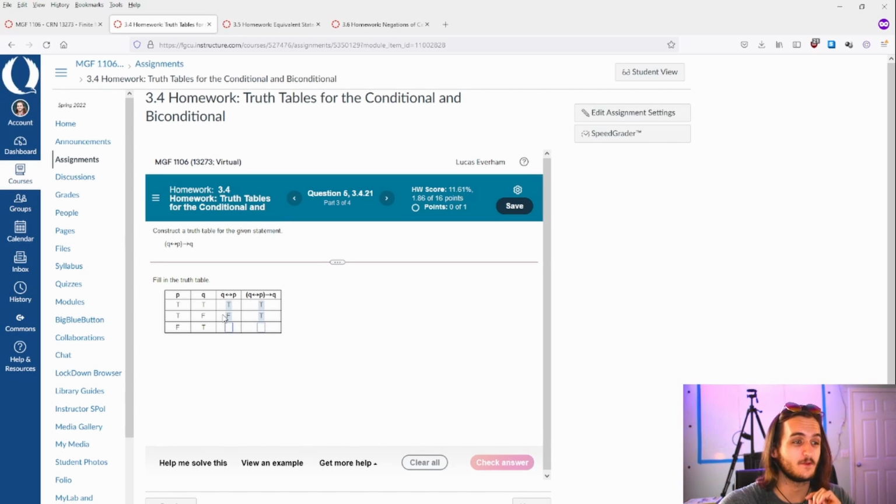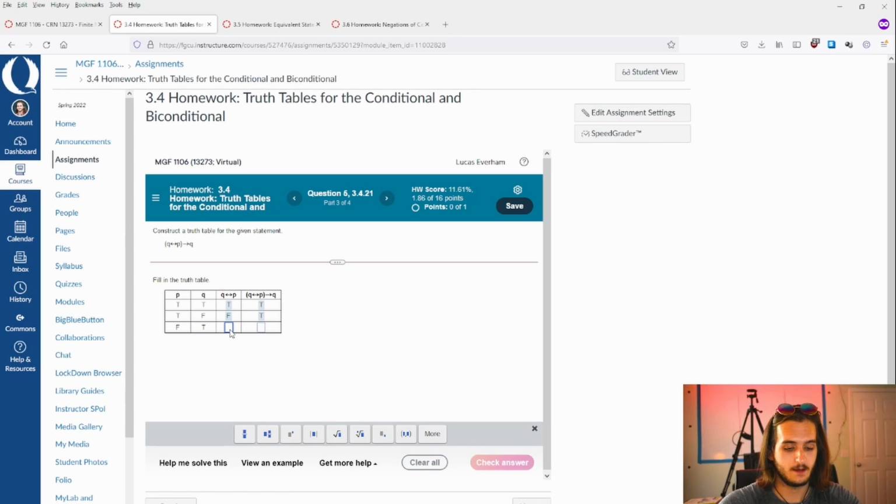Easy to make that mistake. But remember, if the first part of a conditional is false, then it doesn't matter what happens to the second part. So, next, we have these two don't match up. That means our biconditional is false. So, it doesn't really matter what happens.